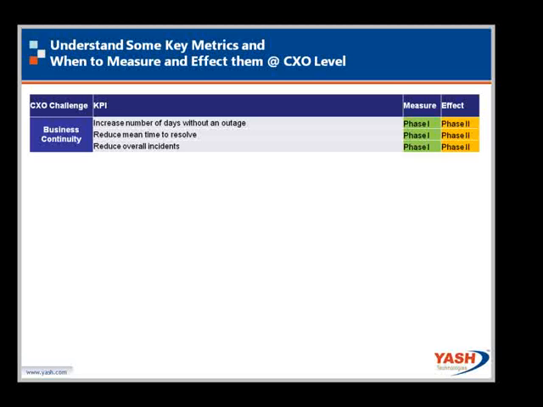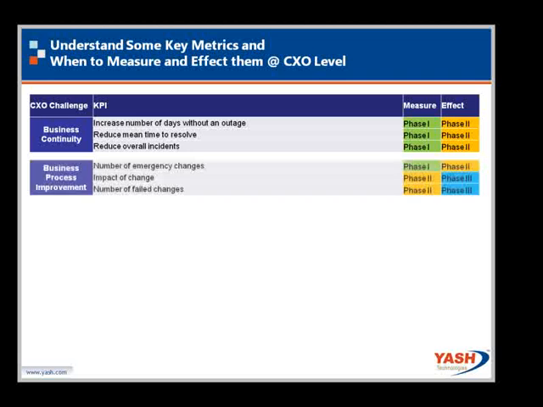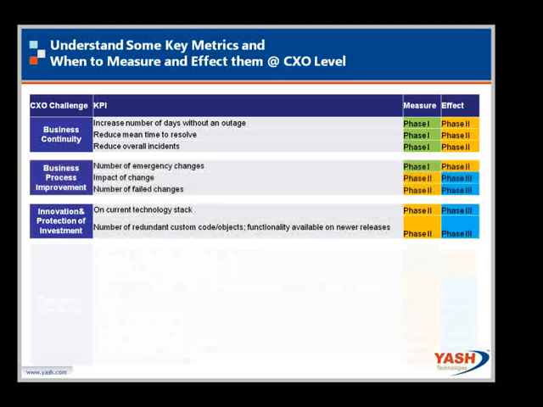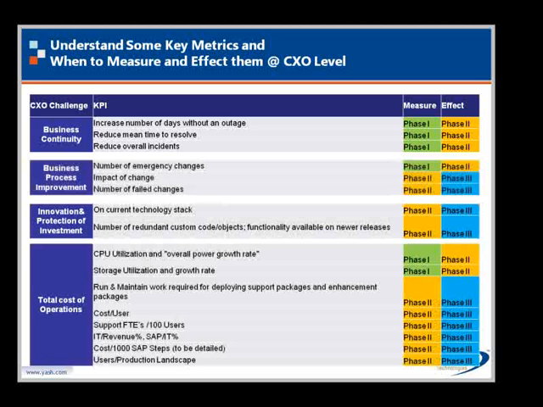What we have done as an organization is to start looking at these challenges in terms of business continuity, business process improvement, innovation and protection of investment, and then last but not the least, the total cost of operation, and define when you want to measure these specific metrics and when you want to effect a change in them in the positive direction.